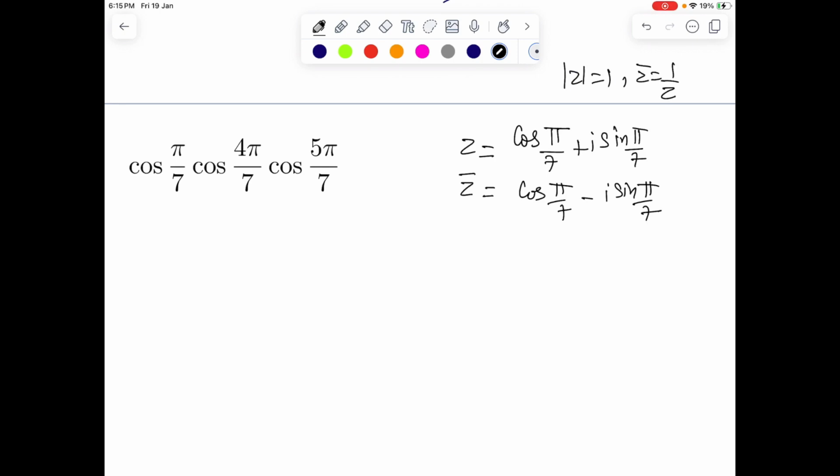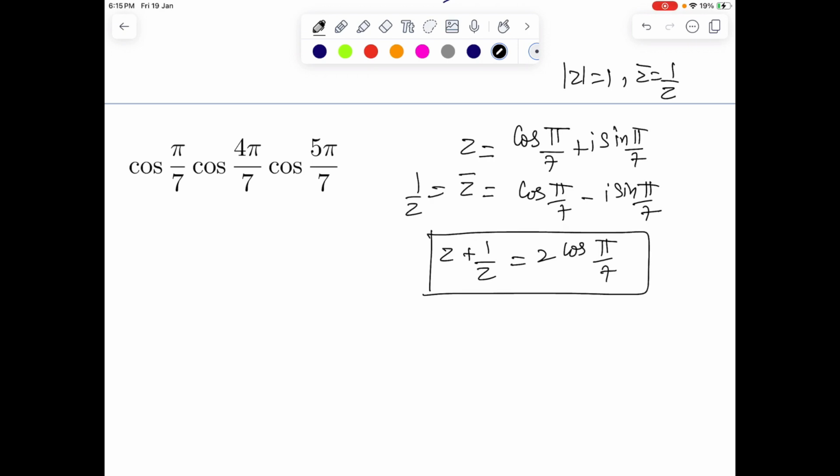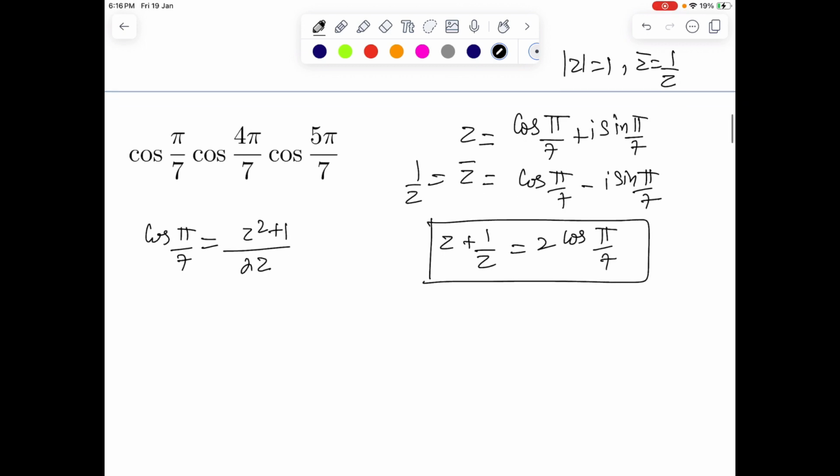Since we know mod z is 1 in this case, z bar is nothing but 1 by z, because z z bar is mod z square. Hence, we can clearly see z plus 1 by z is nothing but 2 cos pi by 7, because z bar is 1 by z, since mod z is 1. So cos pi by 7 can be written as (z plus 1 by z) by 2, which is (z square plus 1) by 2z.